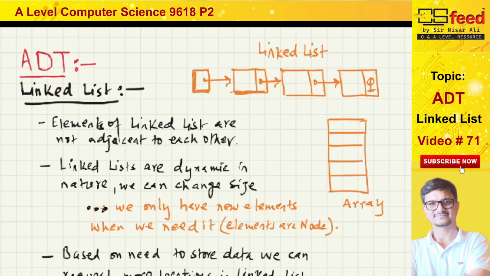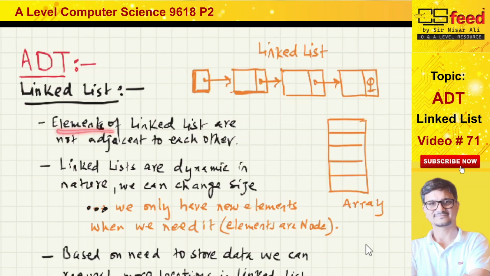Today I'm making the video on computer science 9618 paper 2, and today's video's topic is linked list, which is an important part of the ADT. So let's start. Linked list, let's talk about its main features.